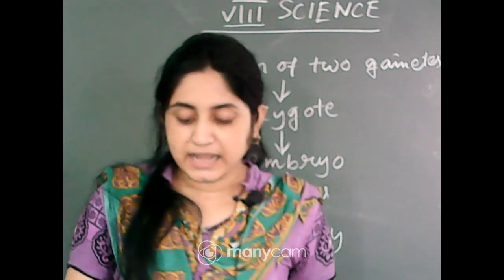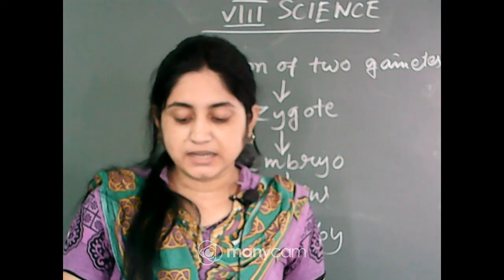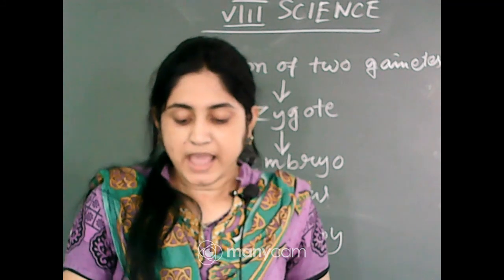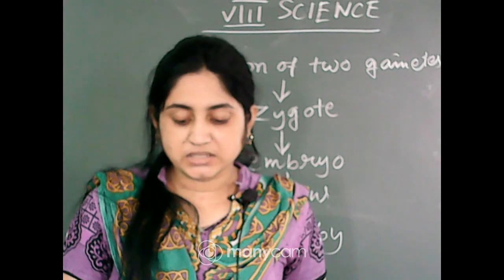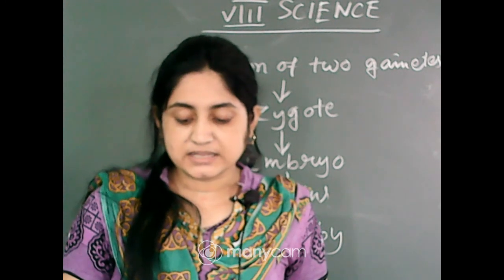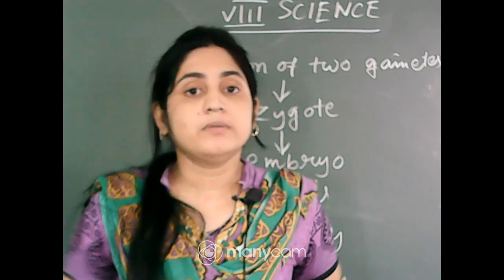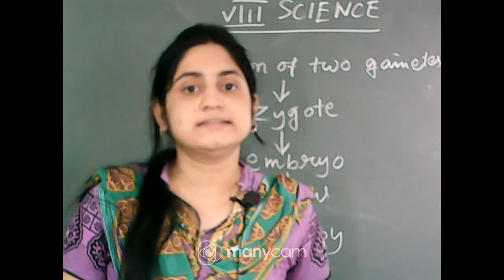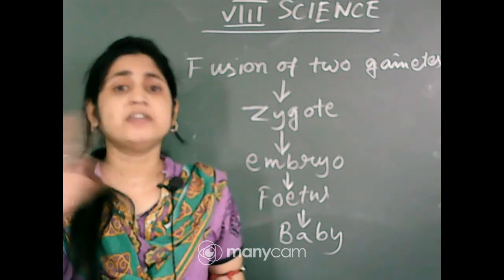Soon after fertilization, the zygote divides repeatedly and travels down the oviduct. As it travels down, many protective layers are formed around it. The hard shell that you have seen in eggs is the protective layer. So many protective layers are found outside of an egg cell.